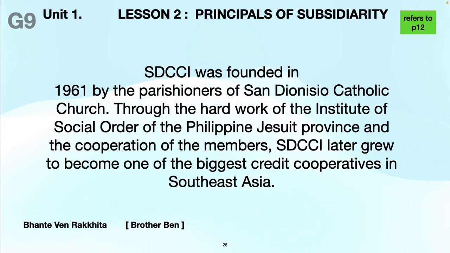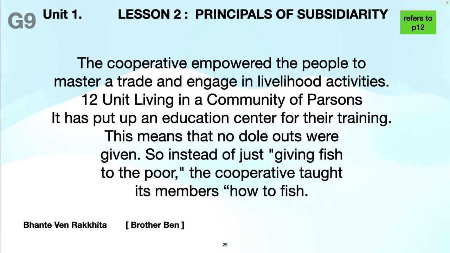Through the hard work of the Institute of Social Order of the Philippine Jesuit Province and the cooperation of the members, SDCCI later grew to become one of the biggest credit cooperatives in Southeast Asia. The cooperative empowered the people to master a trade and engage in livelihood activities.